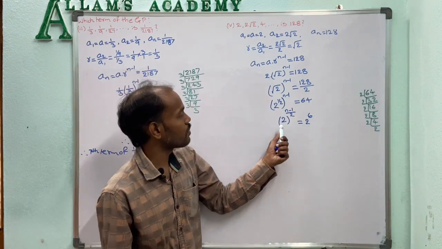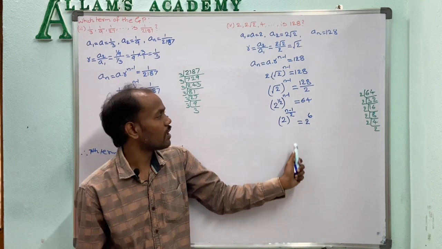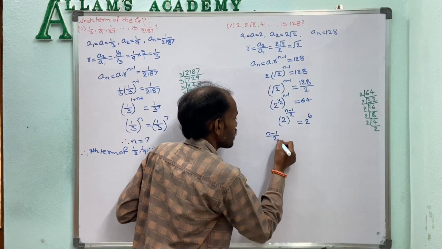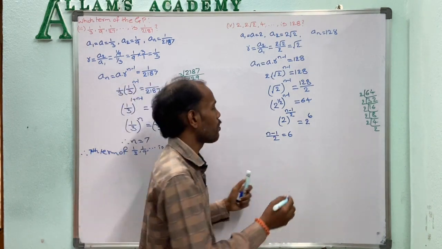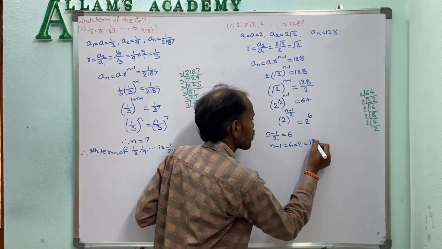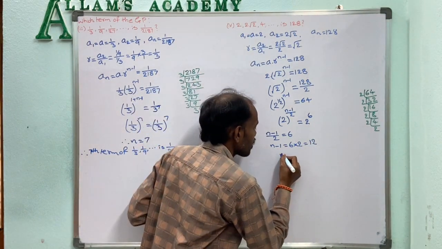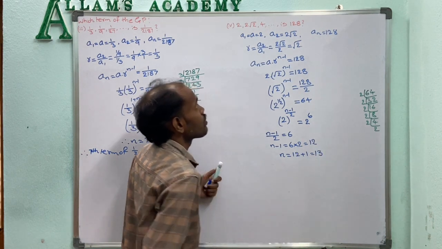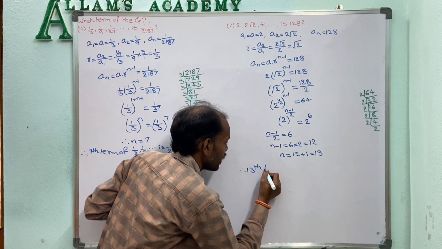Now here, if we observe 2 power (n minus 1)/2 and 2 power 6, both bases are equal, so the exponents are also equal. That means (n minus 1)/2 is equal to 6. Now the denominator 2 is transferring to the RHS, that is multiplication. So n minus 1 is equal to 6 into 2, that is 12. Now the minus 1 from the LHS transfers to the RHS, that is addition. So n equal to 12 plus 1, which is 13. So the 13th term of this geometric progression is 128.